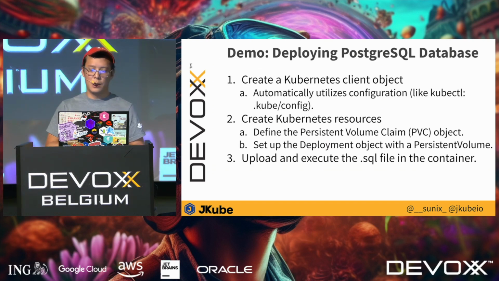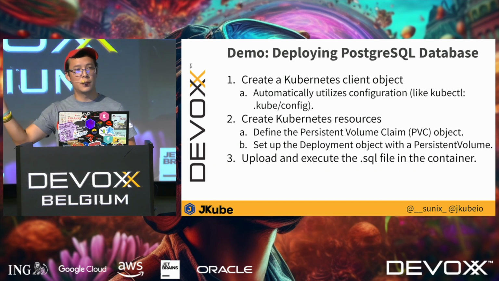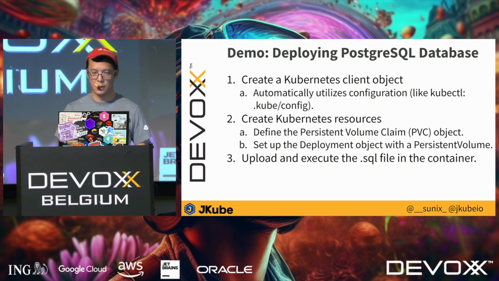In the steps, we're going to first create a Kubernetes client object that will use the connection that is set up for kubectl. Then we're going to create two resources in Kubernetes, the PVC and the deployment object that will use the persistent volume. Then we will use some Java code to upload an SQL file and then remotely execute that in the cluster, in the pod.